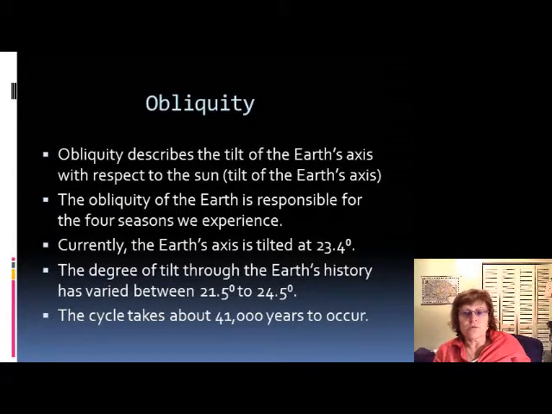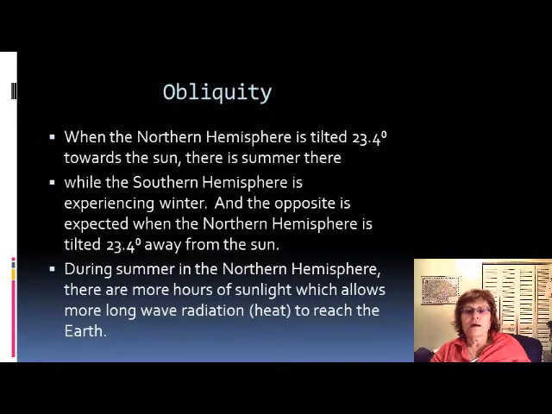So that's obliquity, and that is the axis of the Earth. It changes between 21.5 and 24.5. And remember, right now it's 23.4. When the northern hemisphere is tilted 23.4 degrees toward the sun, there is summer there, while the southern hemisphere is experiencing a winter. And the opposite is expected when the northern hemisphere is tilted about 23.4 degrees away from the sun.